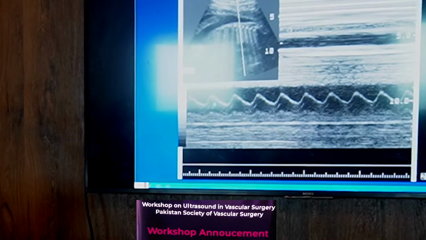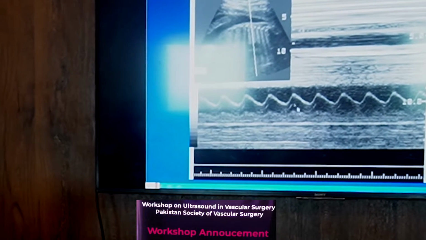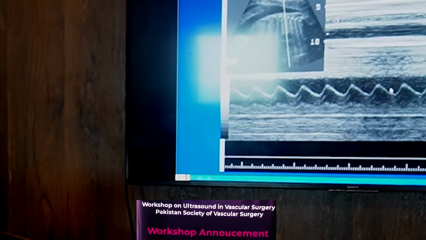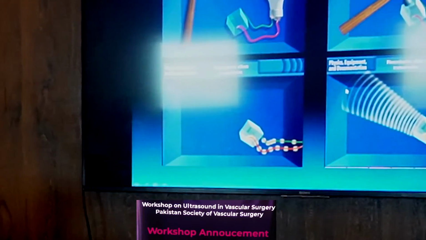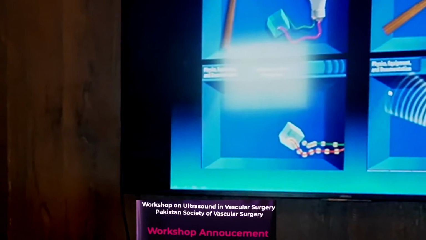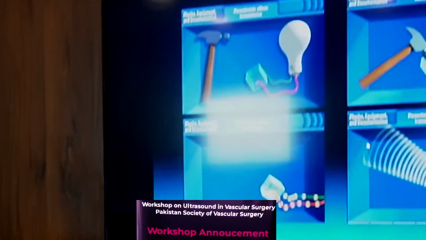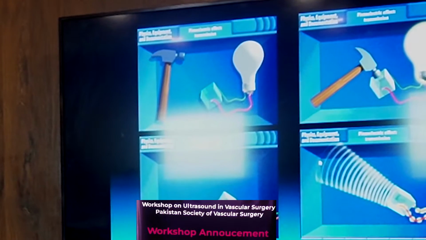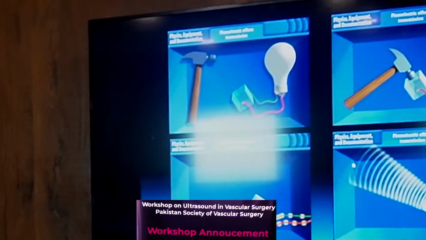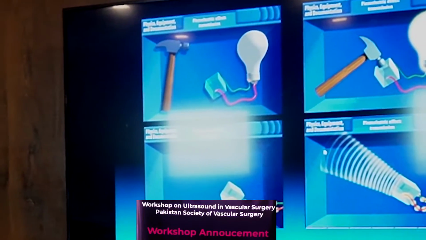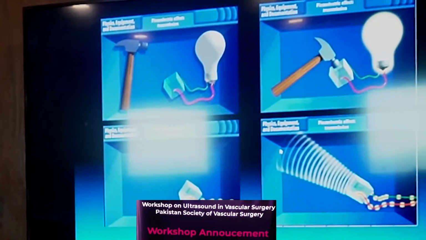This is M mode, where the movement of the heart, this graphic representation, can let you know about the movement of the heart. What are the basics? I'm just going to let you know a few basics because we'll be touching everything here today, how you can play with the keys to get an ultrasound image. For that we must know the basics of ultrasound.